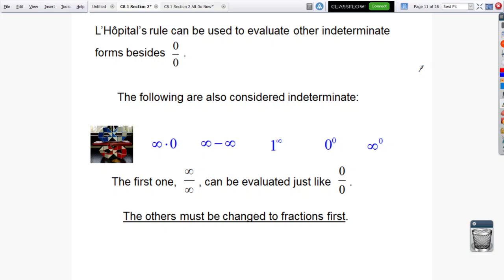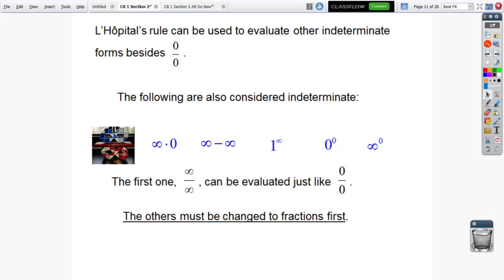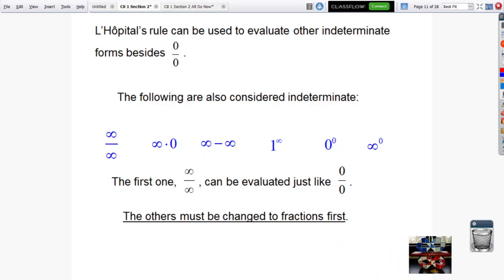We've got infinity divided by infinity. That's a nice little picture that I took the other year. It's a couple of those Rubik's snakes, and I used my calculator as the fraction mark. Okay, fine, whatever. Infinity divided by infinity. You've got infinity times 0. Infinity minus infinity. 1 to the infinite power. 0 to the 0th power. And infinity to the 0th power.